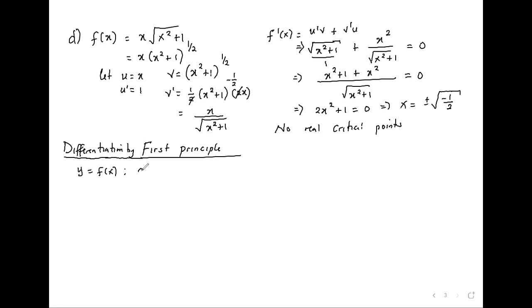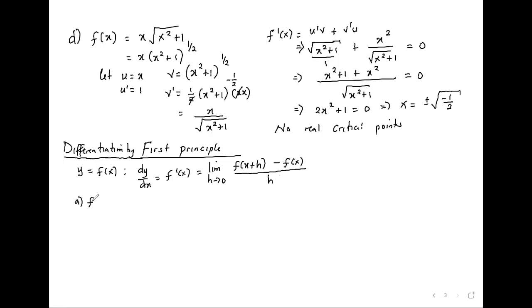we say dy/dx, which is the same thing as f prime of x, will be given by the limit as h goes to 0 of the function f of x plus h minus the function f of x, and then divided by h. There we go. So we do an example.